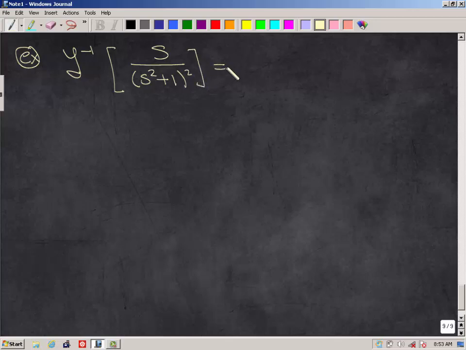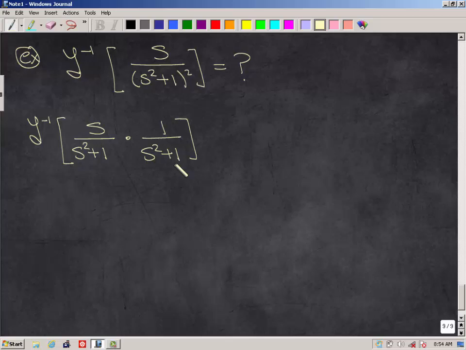So I want to find the inverse of this. Again, I can do partial fraction decomposition, but let's use convolution. The key thing is to break it up correctly. So I'm going to break it up into s over s squared plus 1 times 1 over s squared plus 1. So this becomes my big F, this becomes my G. If big F is that, what is little f? It's going to be cosine of t. If big G is that, little g would be sine t.